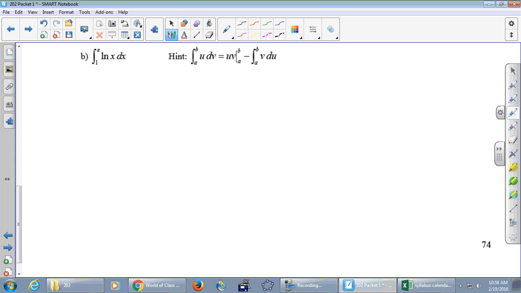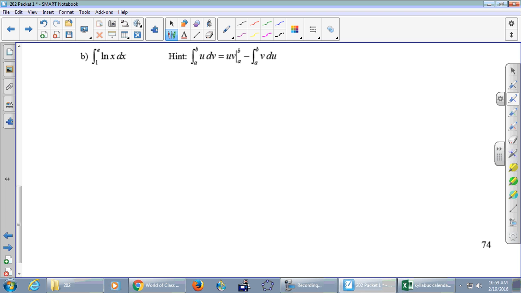In the first problem we did, it was 3x times cosine of x, and we very naturally split that into our two pieces. But ln of x is not two pieces. It's just one thing, not one thing times another. So this is somewhat unusual, but it turns out integration by parts is going to work on this.